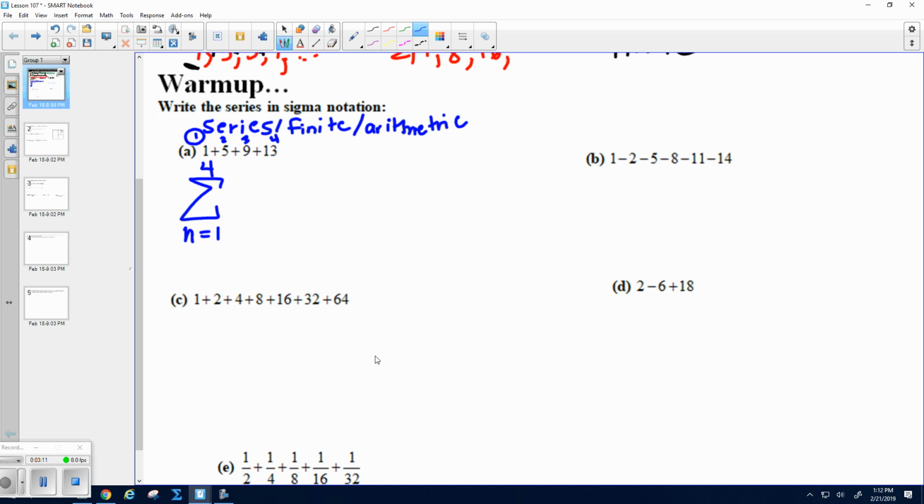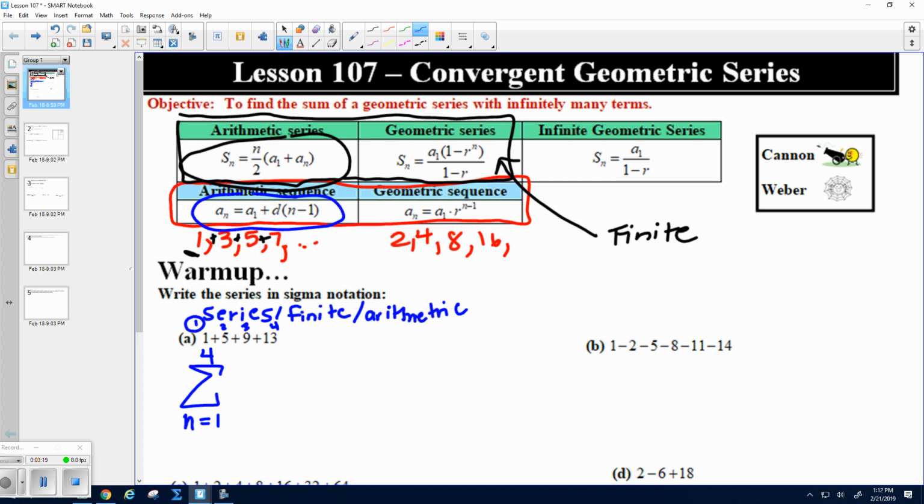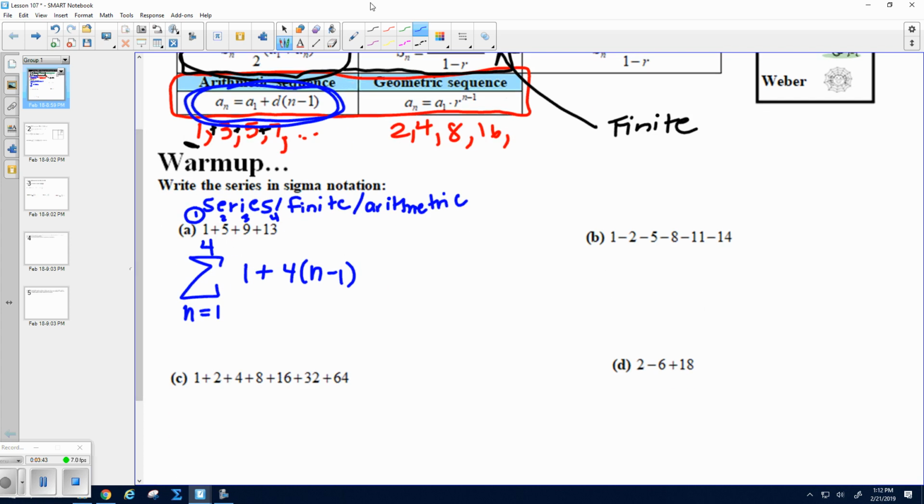And all we do after that is we use our formula for an arithmetic sequence. So we go back up to this formula right here, and we plug in what this arithmetic sequence is. So in this sequence of numbers, what's a sub 1? 1. And we just said our common difference is 4, times n minus 1. You can leave it like that. So let's make sure this works. If I plug in 1, I get 0, 4 times 0 is 0, and what do I get for my first term? 1.